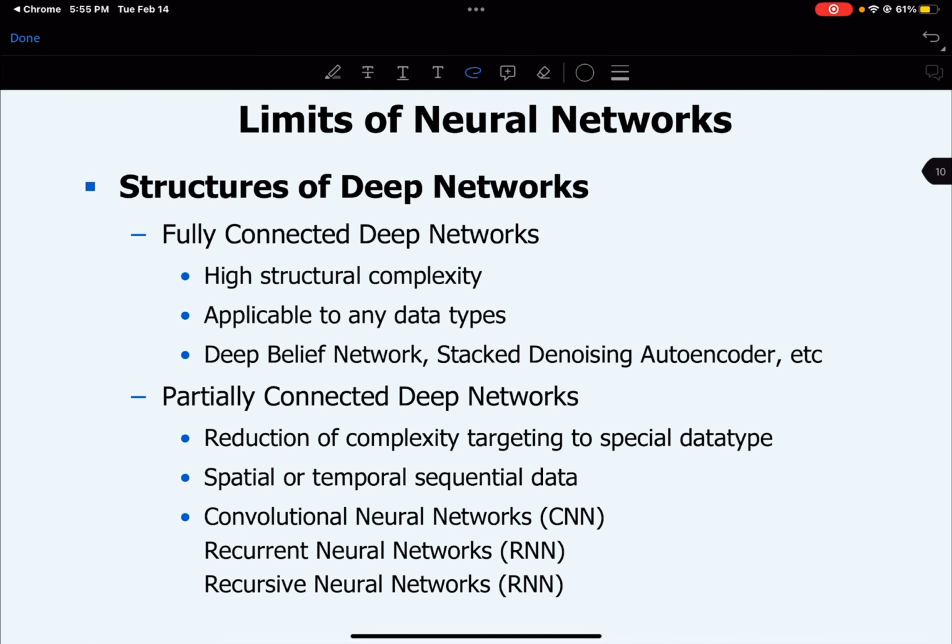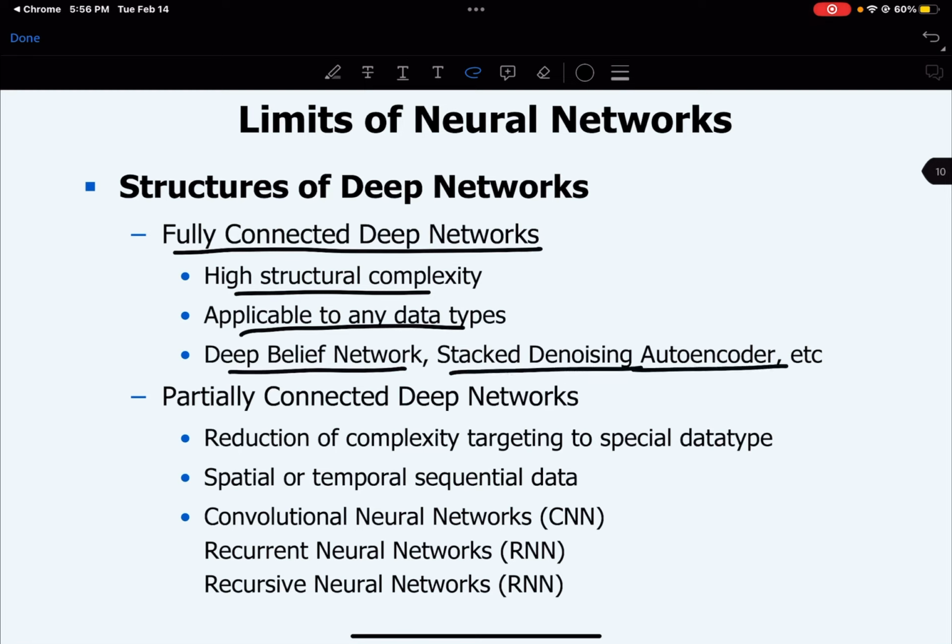There are different structures of deep networks. What we studied in the previous lecture was fully connected deep networks, where all nodes are connected with all the nodes in the next or the previous layers using links, and those links have weight values. So it has high structural complexity because we have a connection from each node to the next node, and it can be applicable to any data types. Examples of these structures are deep belief networks and stacked autoencoders.